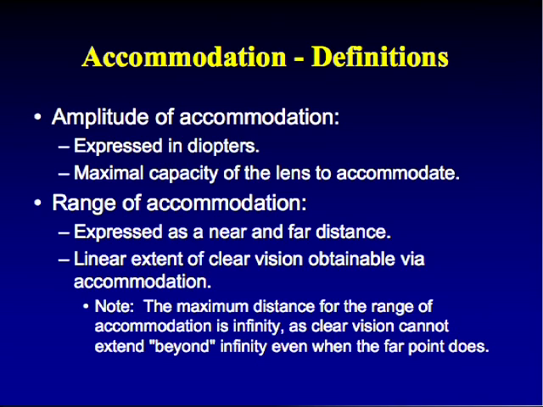So amplitude of accommodation is a number that's expressed in diopters. It's the maximal capacity of the lens to accommodate. There's one other number that we can put on accommodative ability, and that's range of accommodation. It's 2 numbers, a near and a far distance, and it's the linear extent of clear vision obtainable using accommodation.